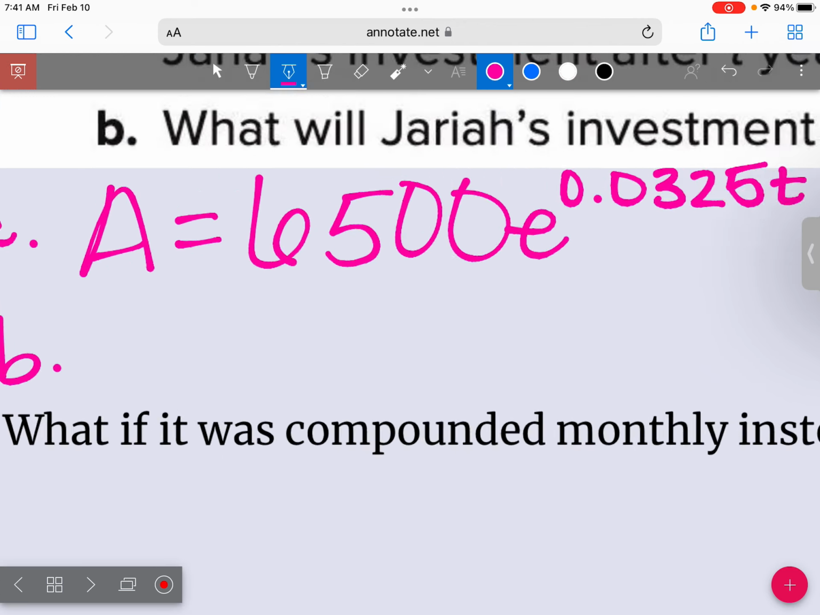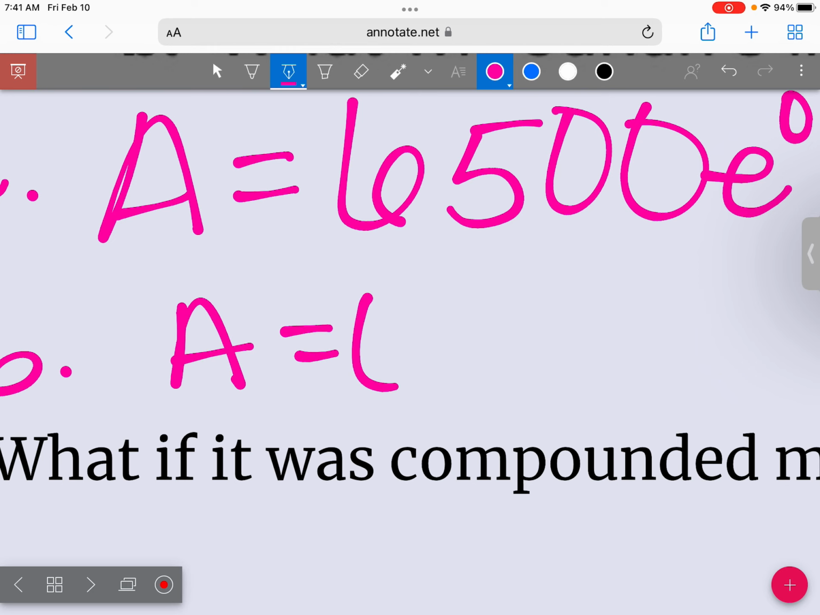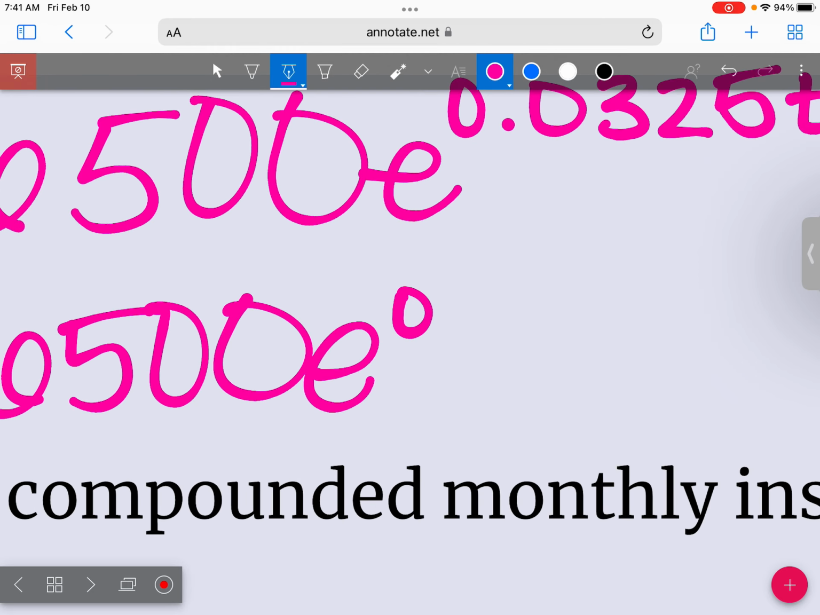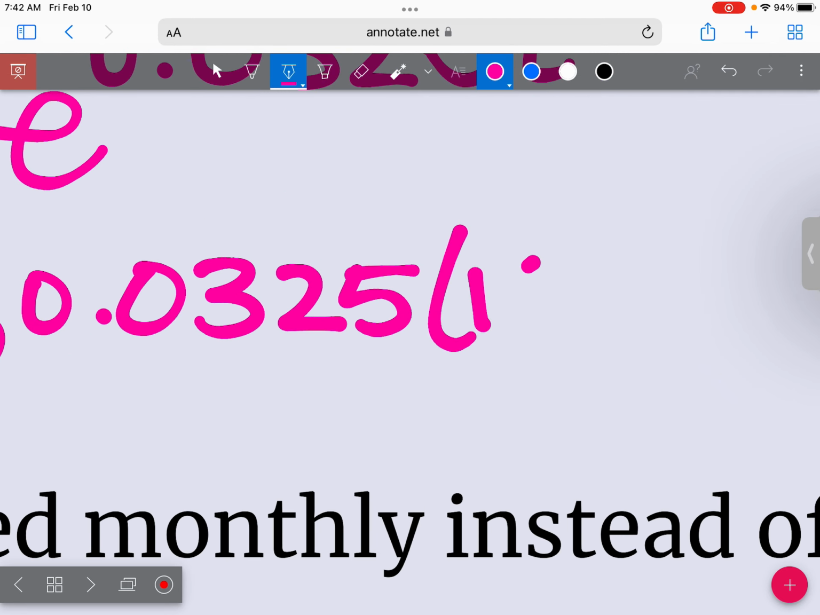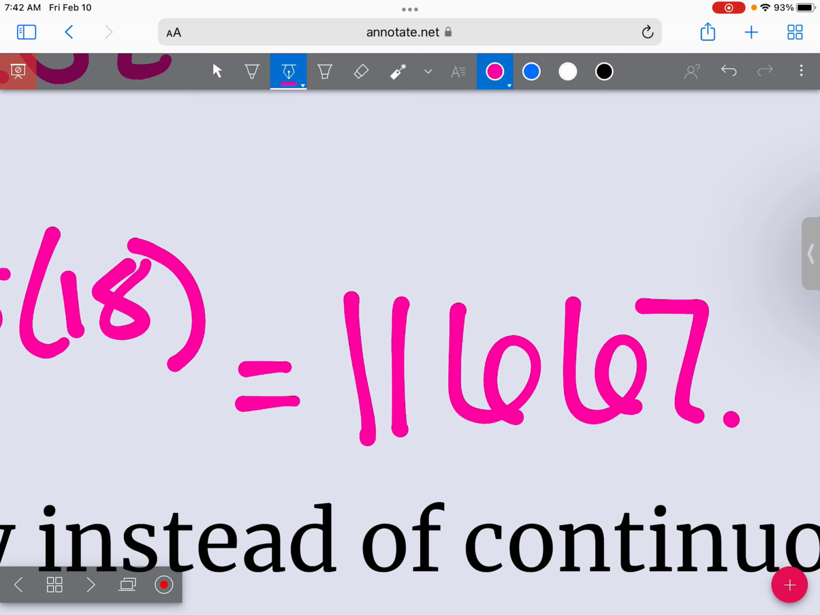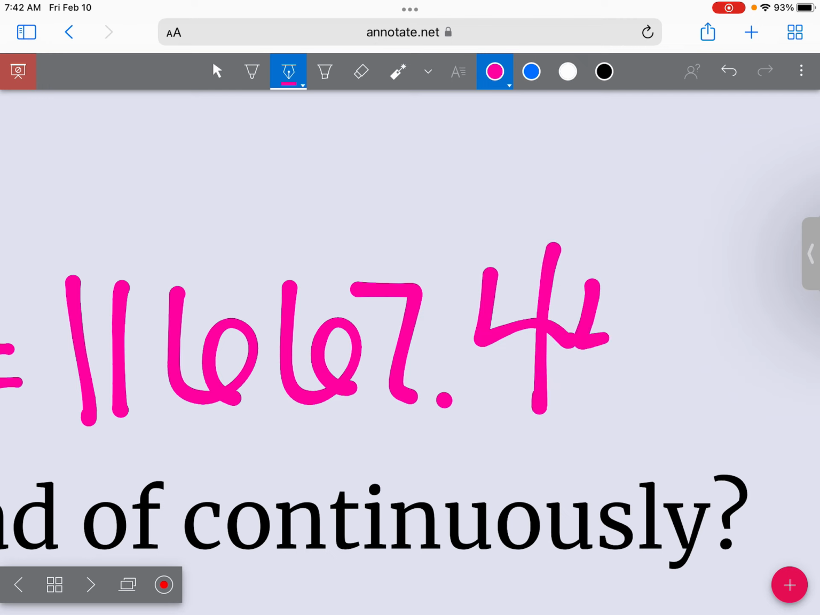Okay. And then B asks us to plug in what for what? 18 years for what? T. So you get $6,500 e to the 0.0325 times 18. And what do you get? 0.44. Good. Is that making sense?